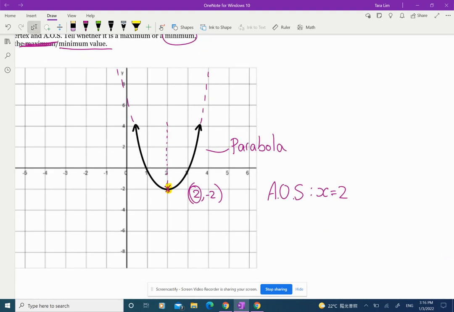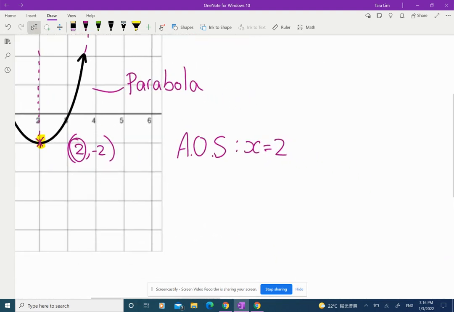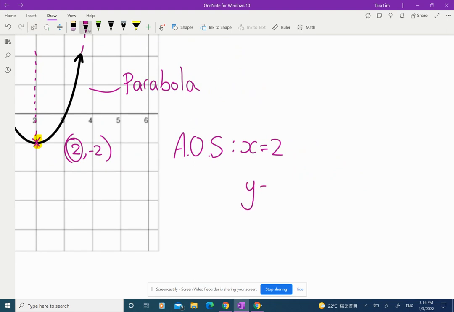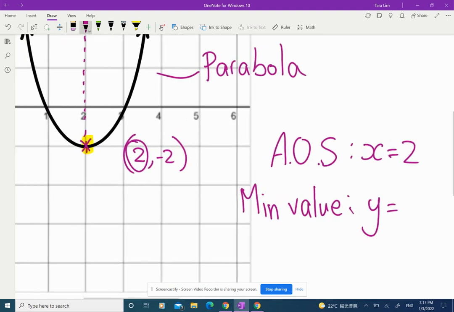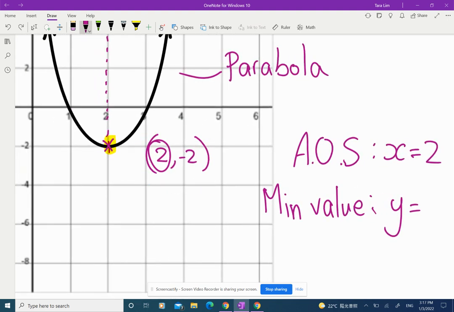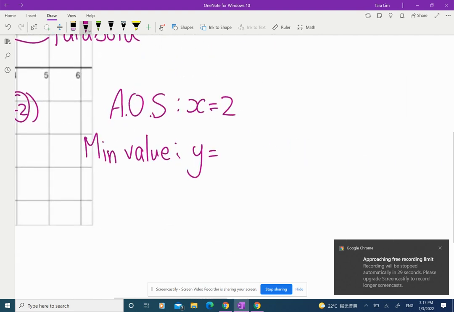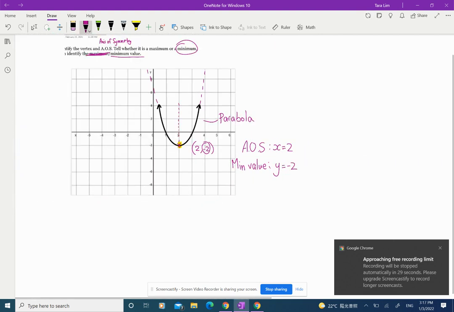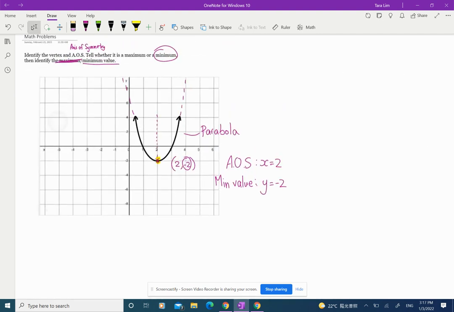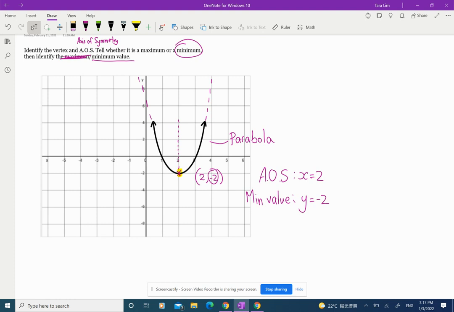Now, how do we know the minimum value? Basically, it's very similar to the axis of symmetry. Instead, it is y is equal to something. So the minimum value is going to be y is equal to something. Again, you have to take a look at the vertex. Which of these two numbers represents y? It is negative 2. So the minimum value is y is equal to negative 2. So this is basically how you identify the different things when you're given a parabola.